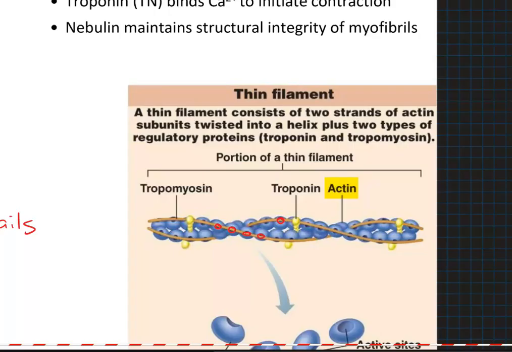Troponin is a protein that's attached to tropomyosin and controls its position. It can shift tropomyosin away so that sites for interaction open and myosin and actin can connect and form cross bridges and facilitate the contraction.